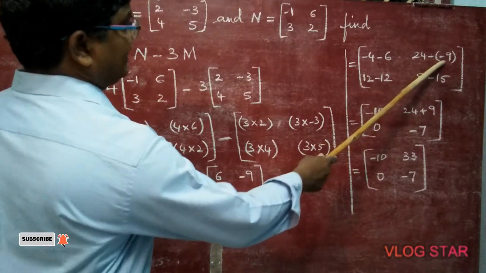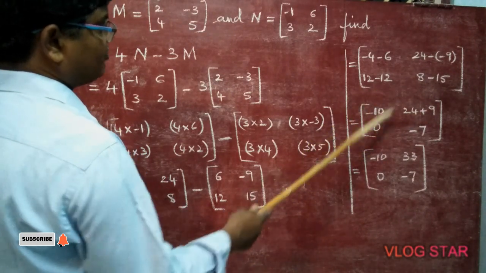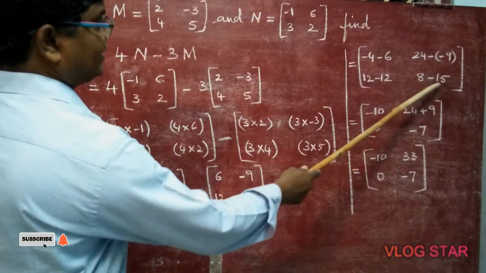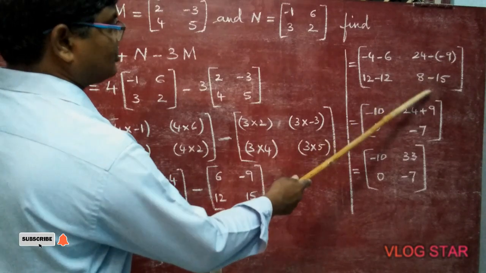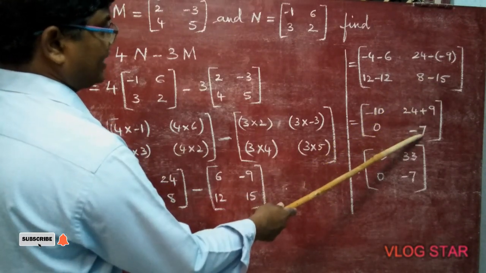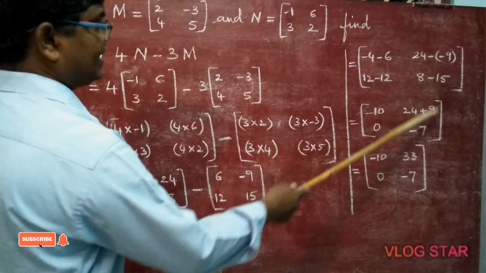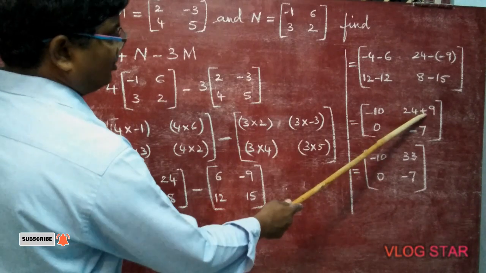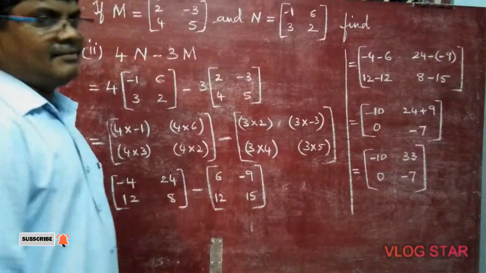24 minus into minus plus 9, 12 minus 12 is 0, 8 minus 15, minus is more, so minus 7. We are going to subtract. This is plus and that is minus, opposite signs, so we subtract. So 7 will come and the greater number's sign comes. Now the final answer: minus 10, 24 plus 9 is 33, 33 here, 0 and minus 7.